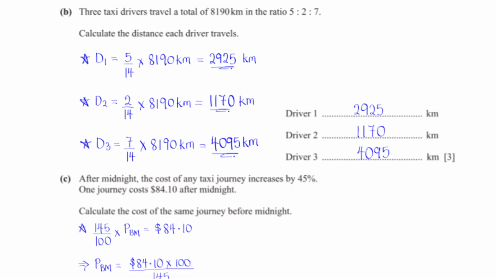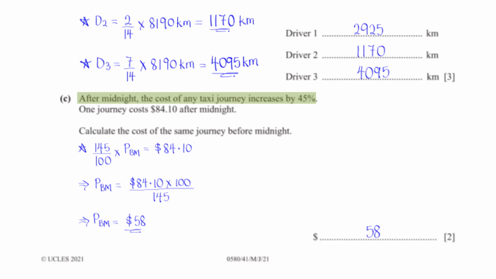After midnight, the cost of any taxi journey increases by 45%. One journey costs $84.10 after midnight. Calculate the cost of the same journey before midnight. So in this case, the price after midnight, which is $84.10, is equal to 145% of the price before midnight. So when we rearrange this equation and type it into the calculator, we get the price before midnight as $58.